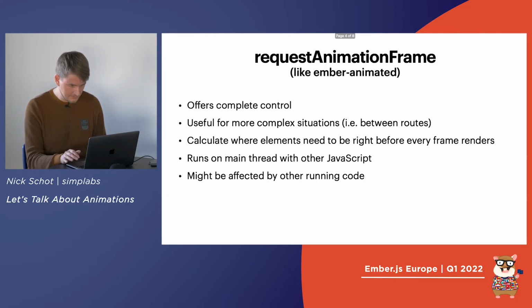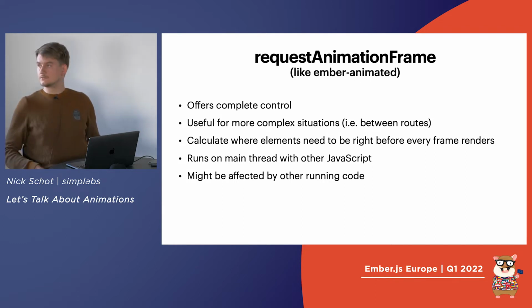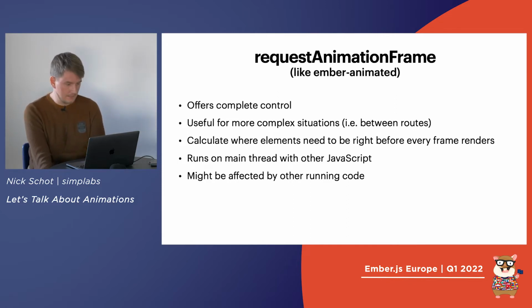And that's when we get onto the next type of animation technology. The most common one today is based on a browser API called Request Animation Frame, which basically allows you to sync code to whenever the browser is going to render the next frame. And with this API, you get complete control over all of your animations, which is very useful for complex situations, like the interruption we just saw, or if you're animating between routes even.